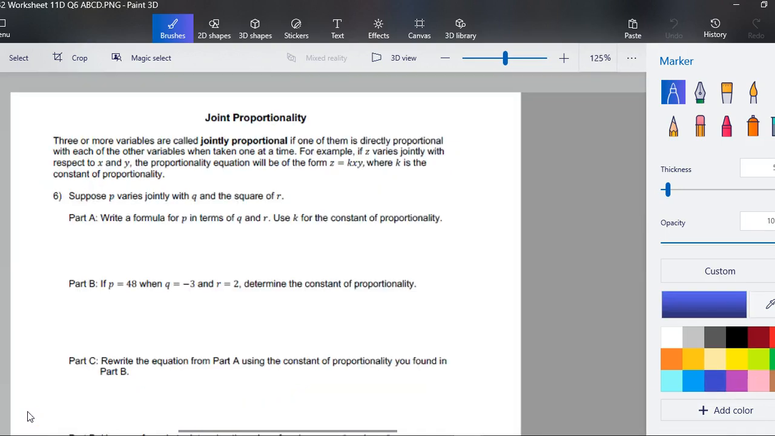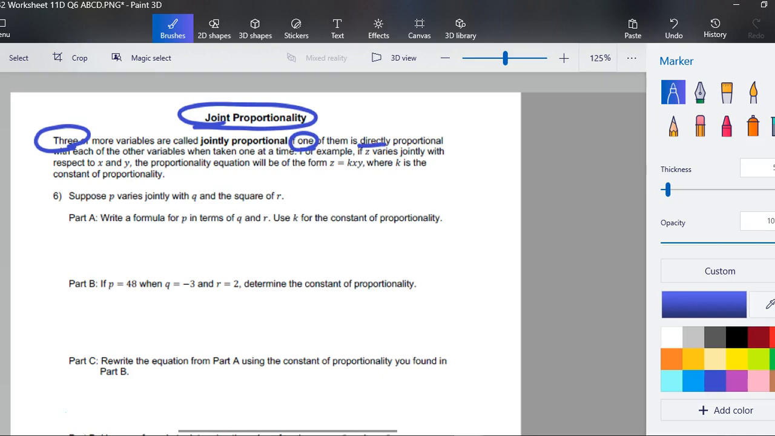We just looked at direct proportionality. Now we're moving on to another set of words, joint proportionality. Make sure you're putting this in your list of vocabulary. Three or more variables are called jointly proportional if one of them is directly proportional with each of the other variables when taken one at a time.